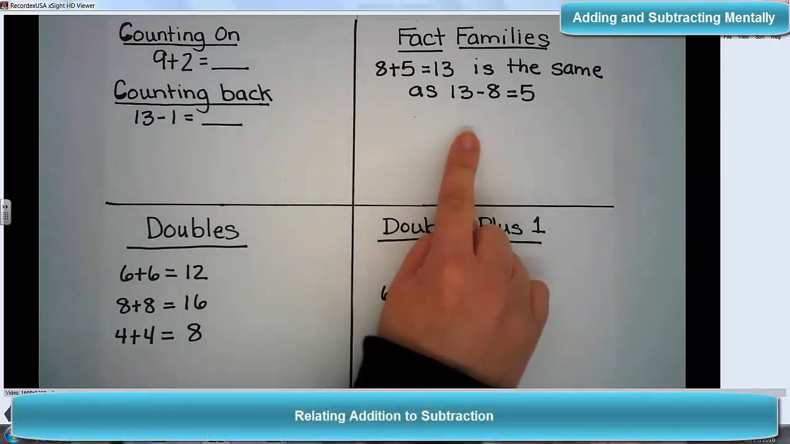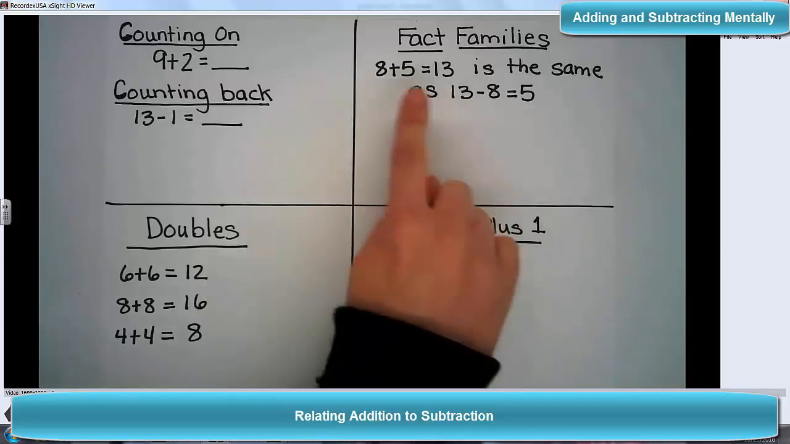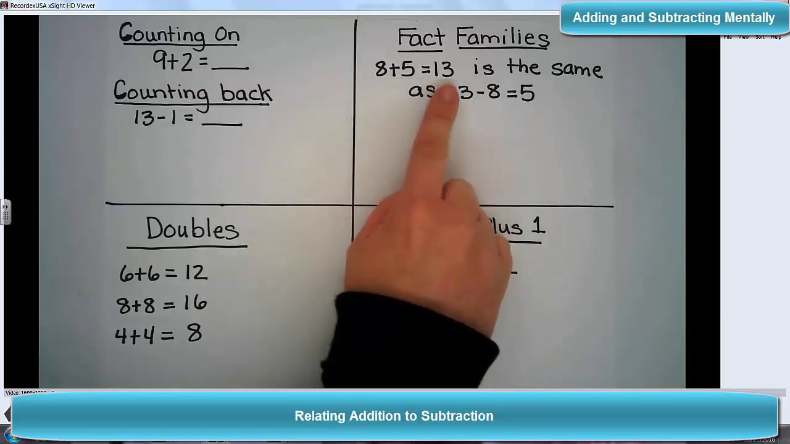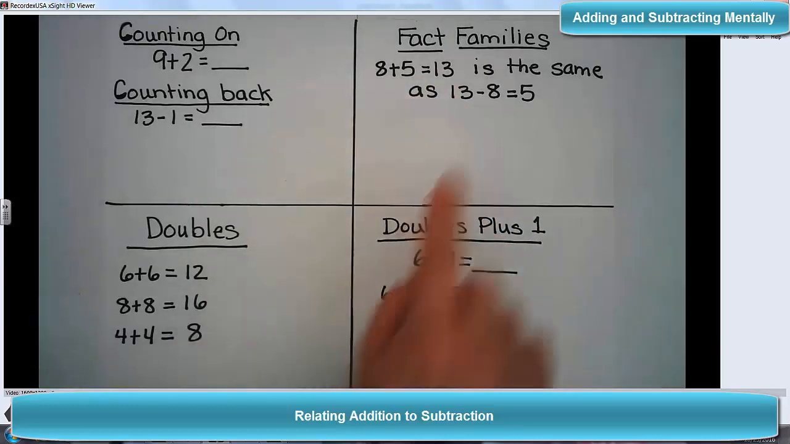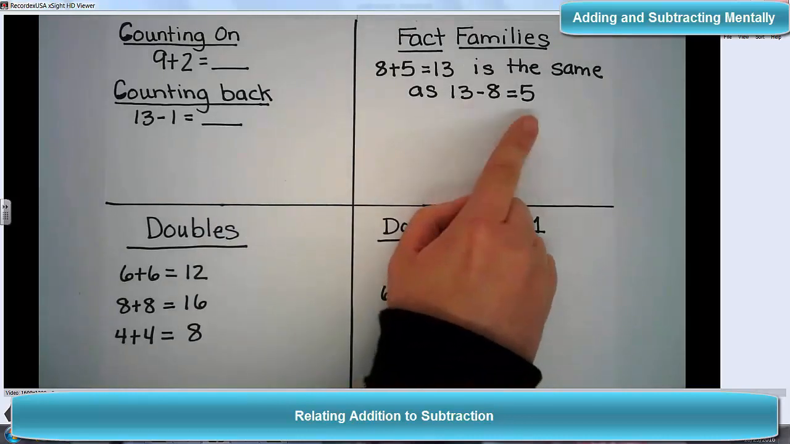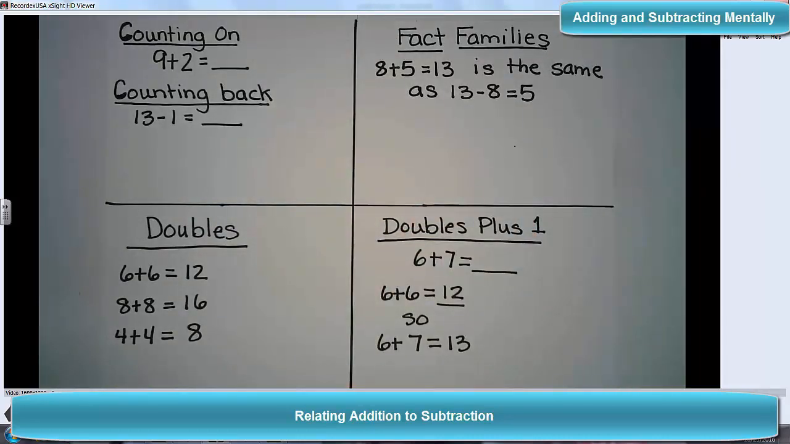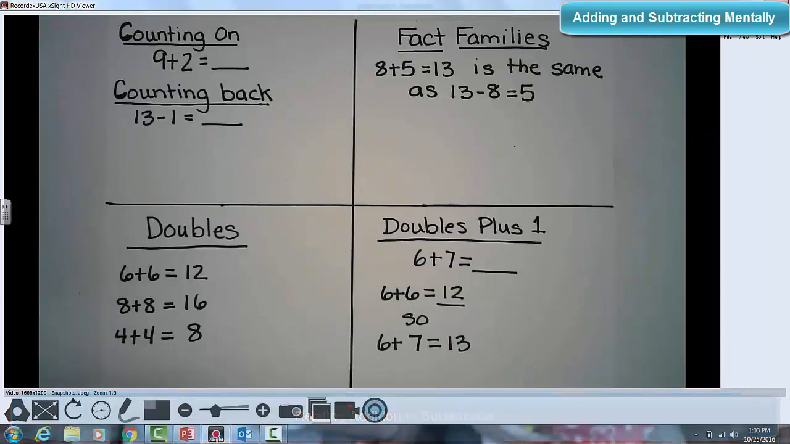Fact families are equations that use the same 3 numbers. So, 8 plus 5 equals 13 is the same as 13 minus 8 equals 5. Students relate addition to subtraction.